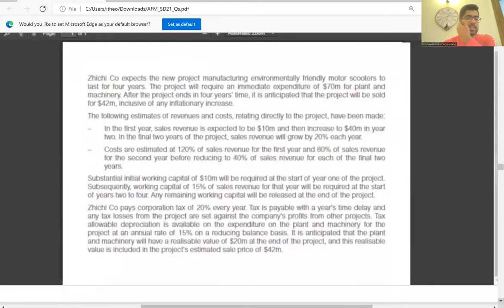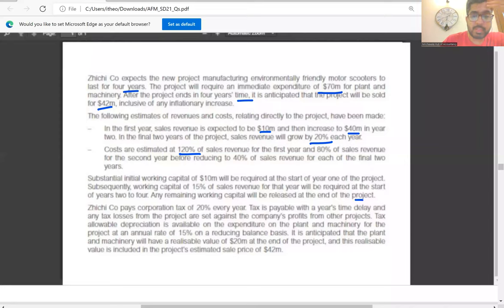Now, third paragraph, exhibit three. ZHICHI expects the new manufacturing of environmental friendly motor scooters to last for 4 years. Initial immediate expenditure of 70 million, and after 4 years' time, the project will be sold for 42 million. Revenues and cost details are as follows. First year revenue 10 million, increased to 40 million in year two, and 20% each year. Cost 120% of revenue in first year, 80% second year, and 40% in each of the final 2 years. Substantial initial working capital of 10 million will be required. Subsequently, working capital of 15% will be required at the start of years 2 to 4. Any remaining working capital will be released.